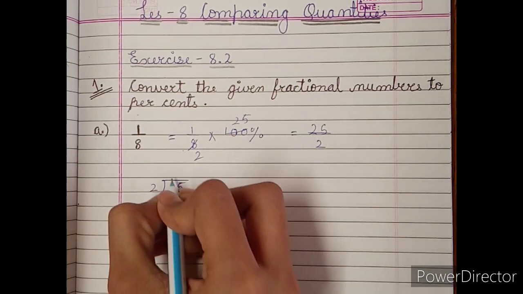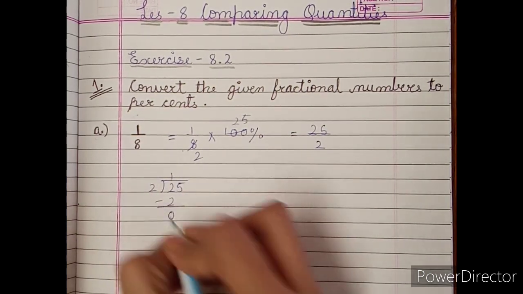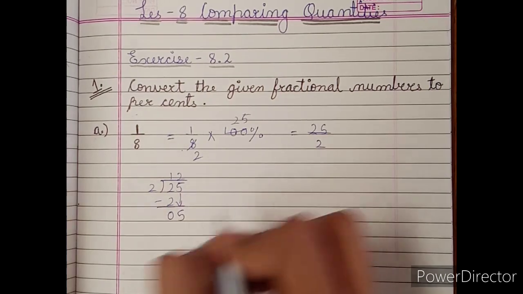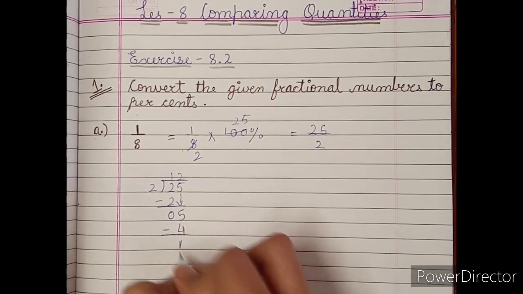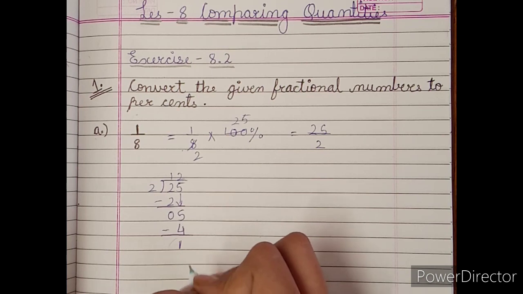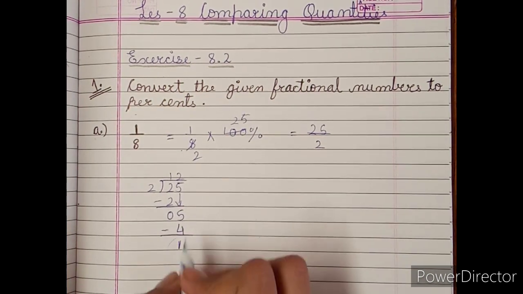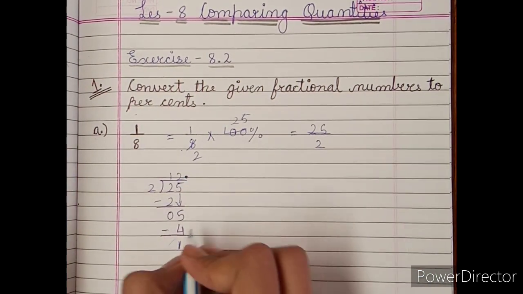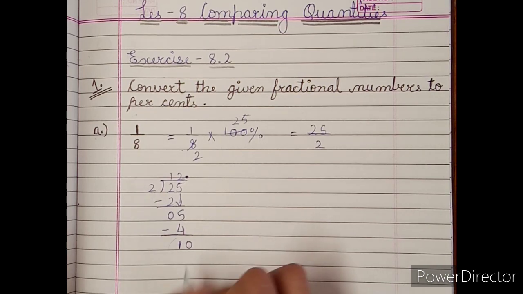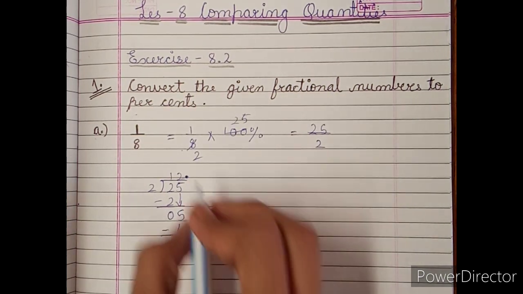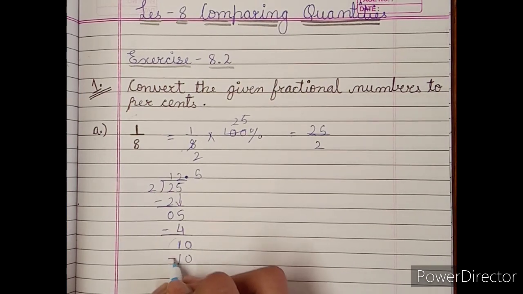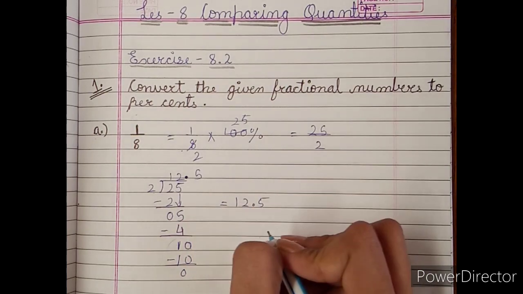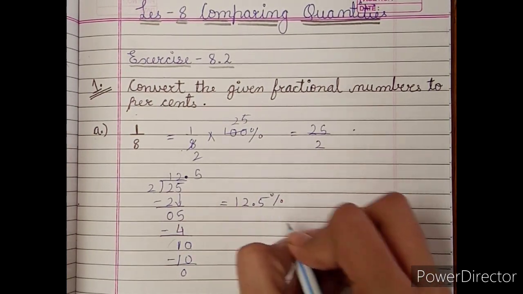25 divided by 2. 2 ones are 2, 2 minus 2 is 0. 5 bring down. Then 2 twos are 4, 5 minus 4 is 1. Now here 1 is smaller than 2 and it doesn't come into the table. So we will add 0 beside 1, and a point also we have to add in our quotient. Whenever we add a point, we add 0. Now 2 fives are 10. So 10 minus 10 is 0. So 12.5% is our answer.